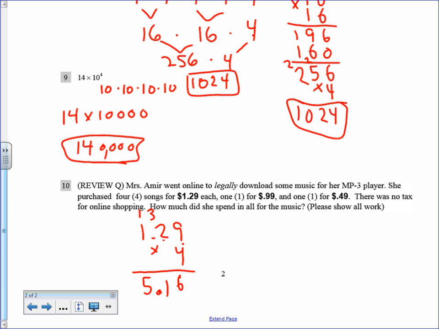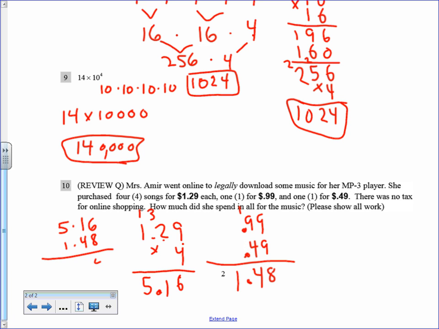$5.16 plus 99 cents plus 49 cents. Adding decimals, line up the decimals. Right? 9 and 9, 18. 9, 10, 14. $1.48. So 5.16 plus $1.48 is, let's see, 14, 4, 5, 6, $6.64 for the legally downloaded MP3s.